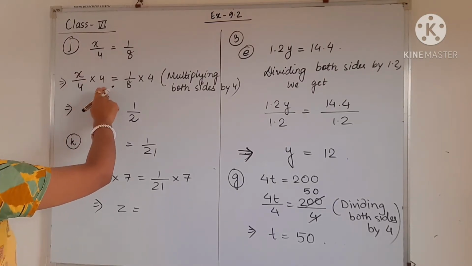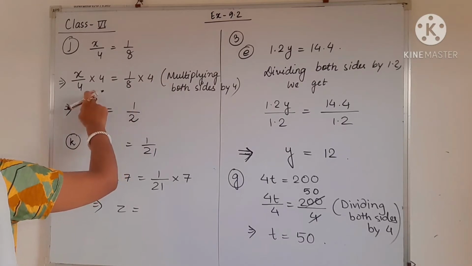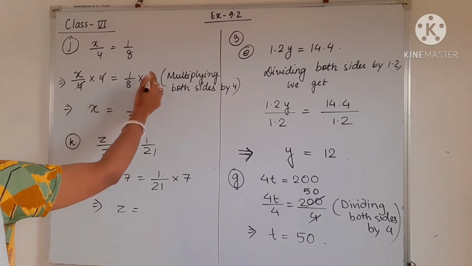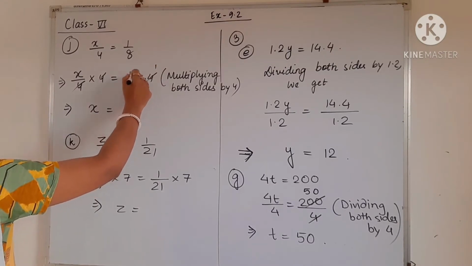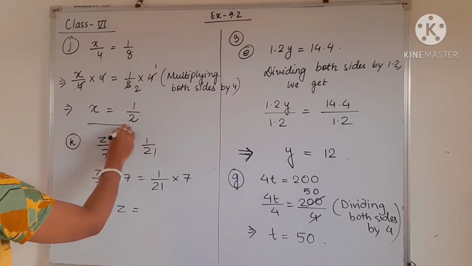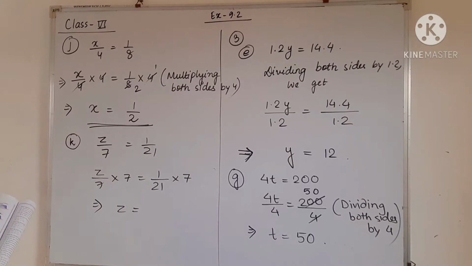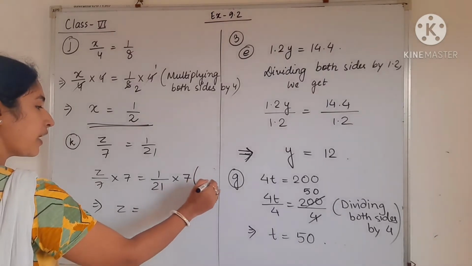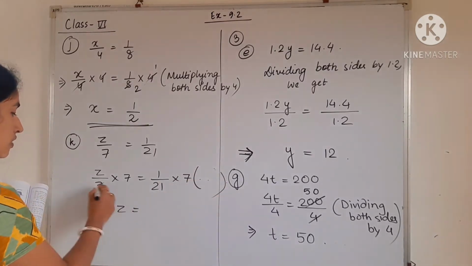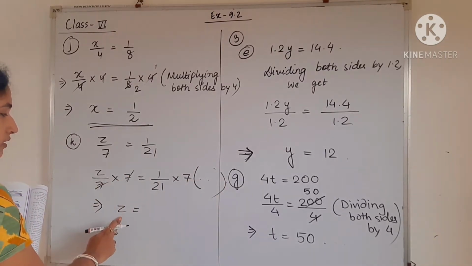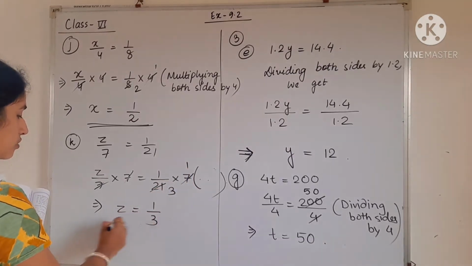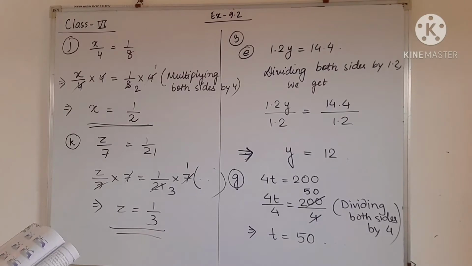Okay, so multiplying 4 to both sides of this equation, 4 will get cancelled, you will get x in left hand side, and this 4 1s are 4, 4 2s are 8. After cancelling we will get 1 by 2. So this is the solution. Next number K is z by 7 is equal to 1 by 21. Here also you have to write multiplying both sides by 7. Okay, so 7 will get cancelled, you will get z, and this will get cancelled, so you will get 1 by 3. So the value of z is 1 by 3.